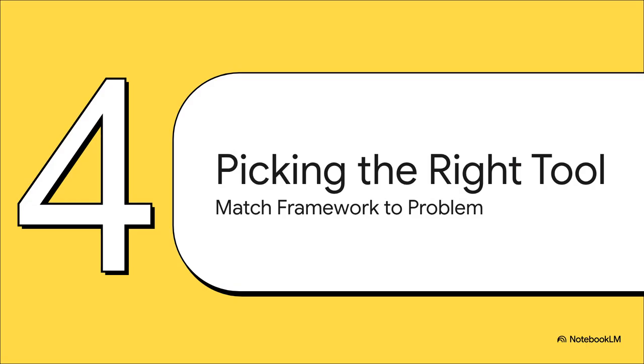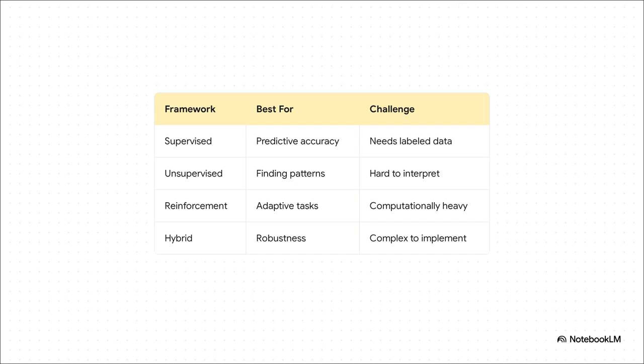So, we've got all these amazing tools in our toolkit, but the million-dollar question is, which one do you use and when? Well, this next part is all about matching the right framework to the right problem. Just think of this table as your go-to cheat sheet. If you need super high predictive accuracy and you have a ton of labeled data, supervised learning is your best friend. If you want to find hidden gems in your data, go with unsupervised, but just be ready because the results can sometimes be tricky to interpret.